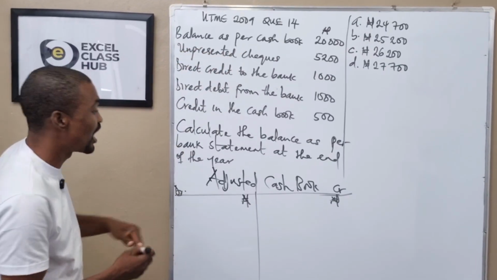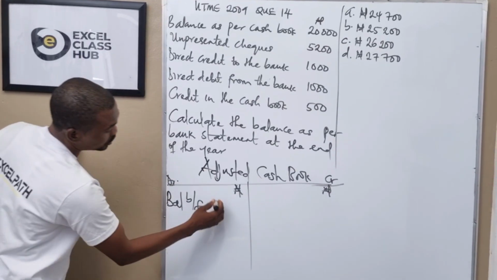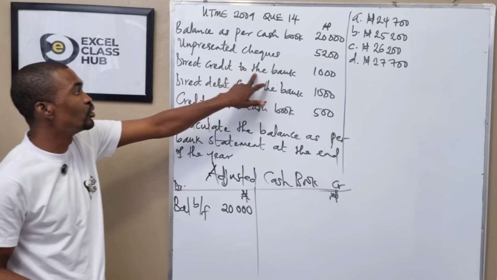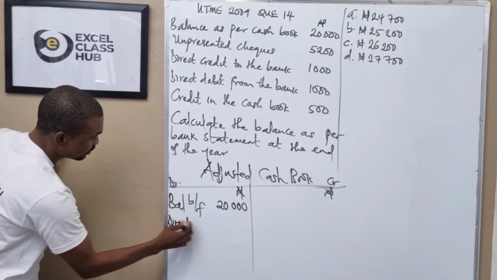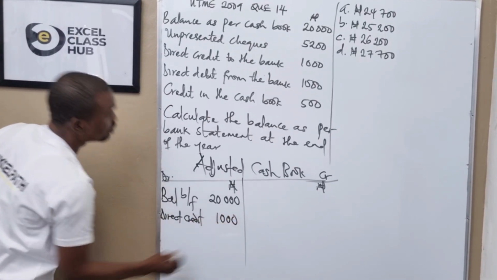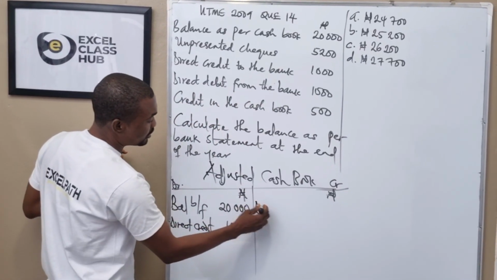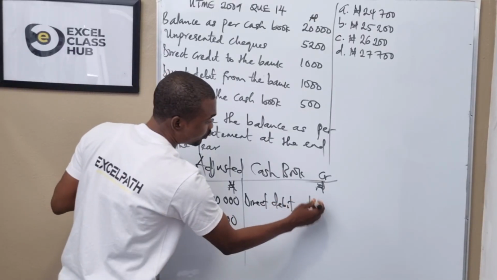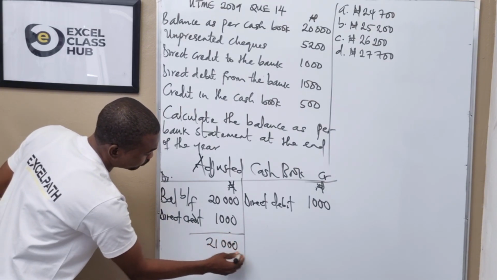So let's go. We have balance as per cash book. That stands for our balance brought forward, which is 20,000 naira. Direct credit to the bank will be on the debit side. Direct credit to the bank is 1,000 naira. Direct debit from the bank will be on the credit side here, which is 1,000 naira. Okay, so here we have 21,000.